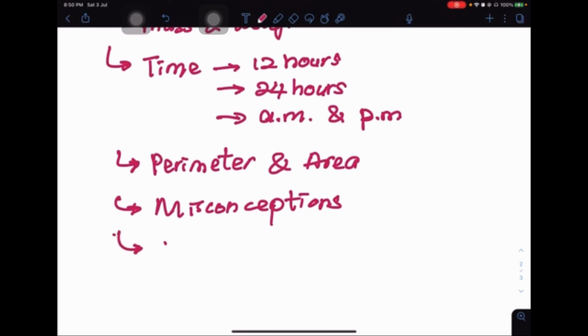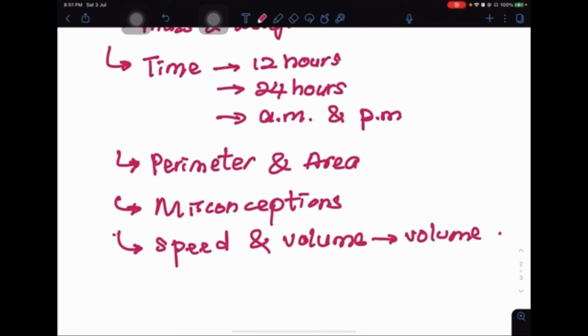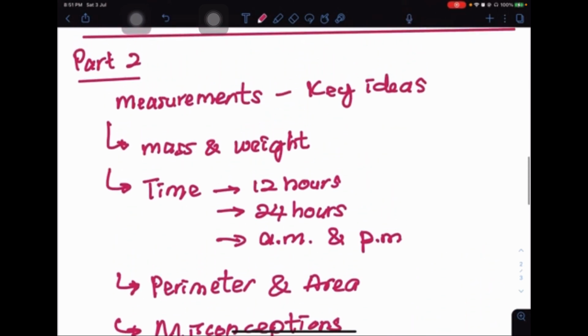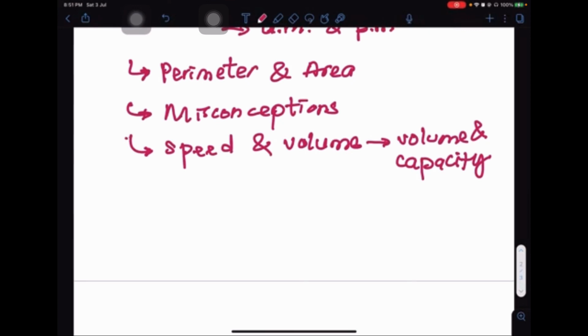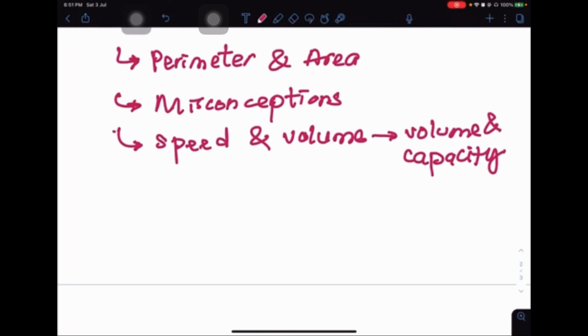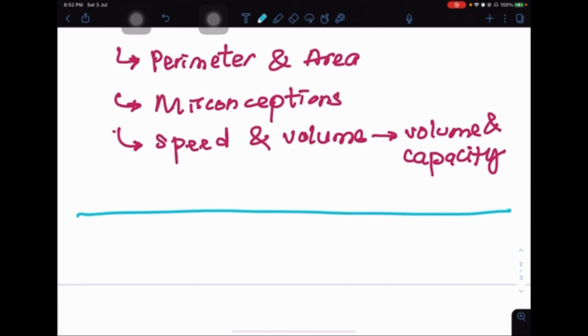We also looked at perimeter and area, misconceptions, speed, and volume. Under volume, we looked at capacity as well. So you need to know the difference between volume and capacity and which one you will be teaching your students. Give them examples.